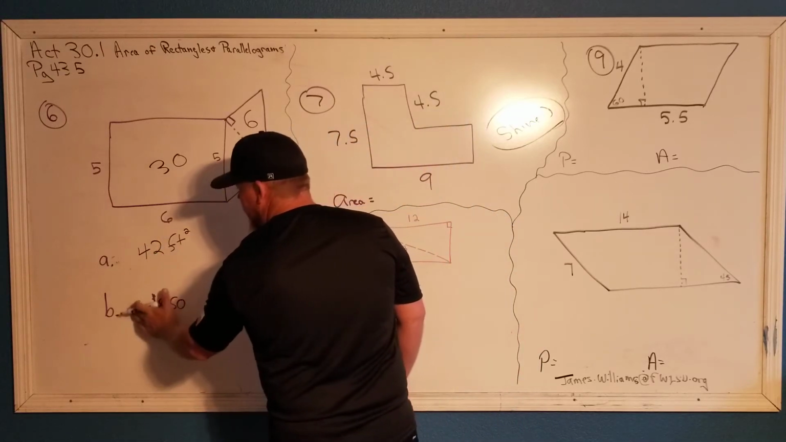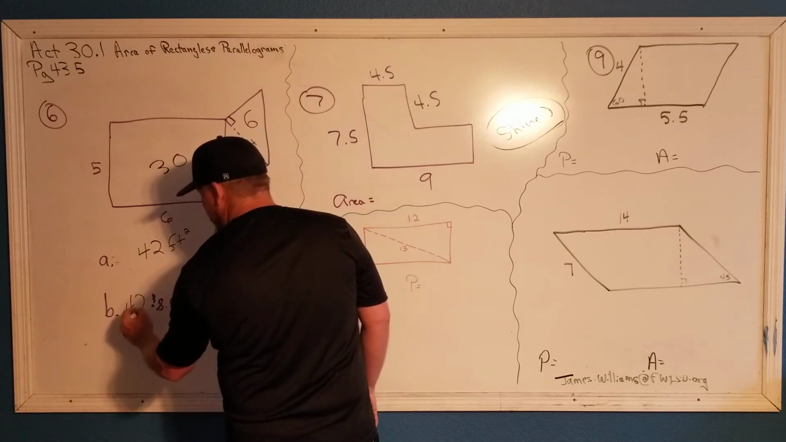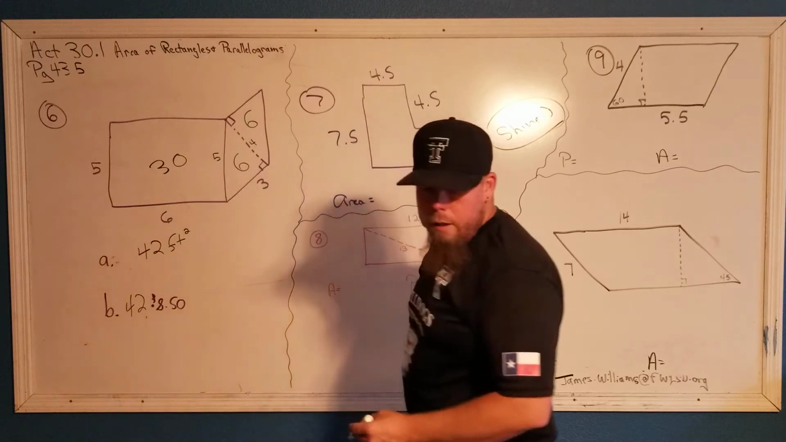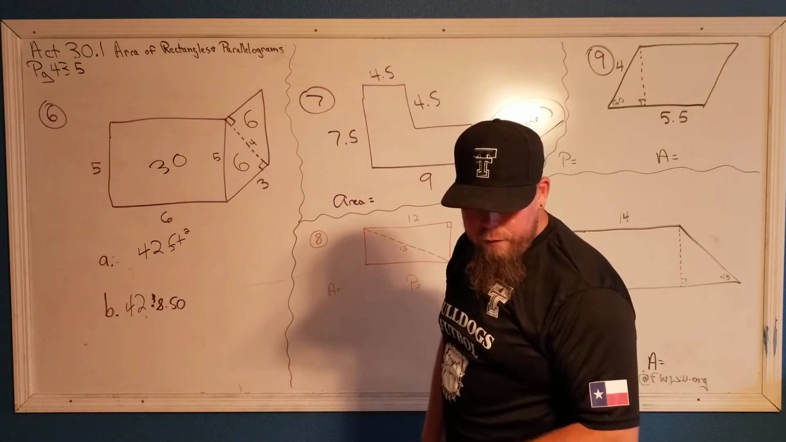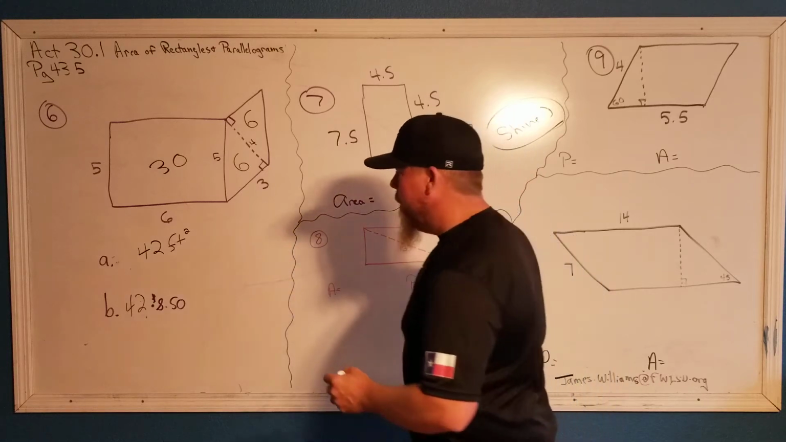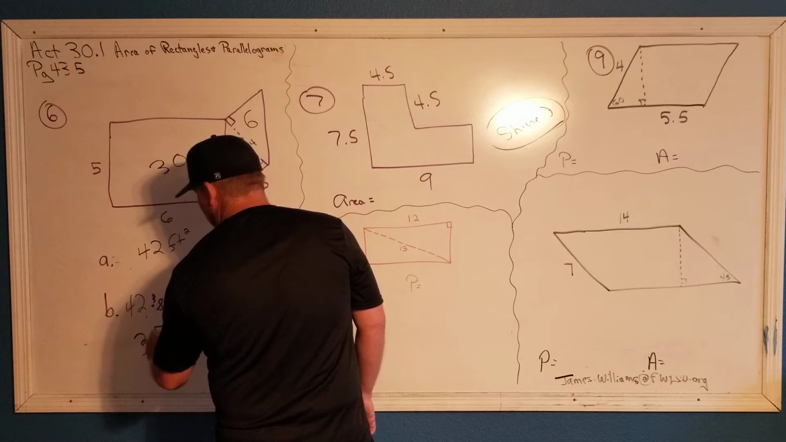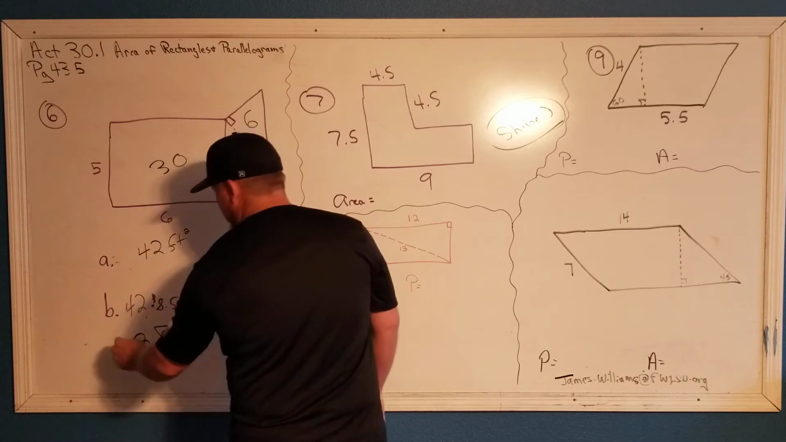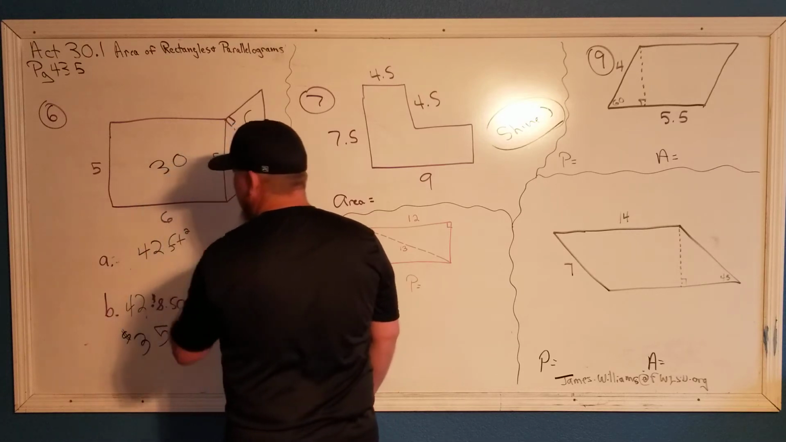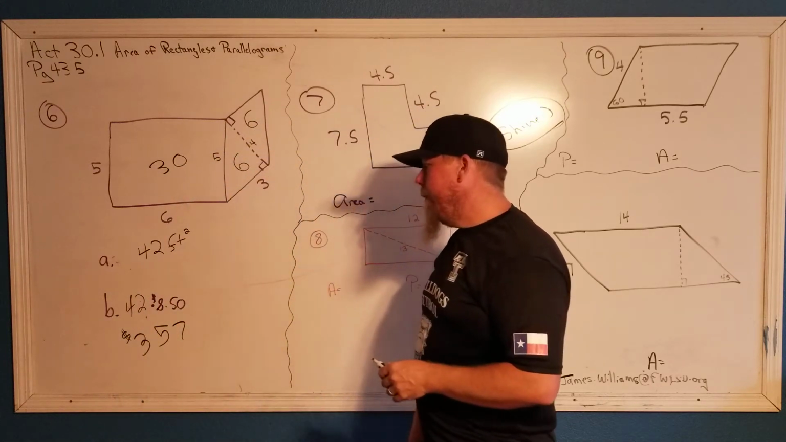Now, they want us to find the cost of this, so I had the A there, I erased the A and I put the 42. And so it's 42 feet squared times $8.50 per foot. So 42 times 8.50 is going to give me $357. And that's how much this tabletop is going to cost. Hopefully that makes sense, hopefully you got that and everything's good there.